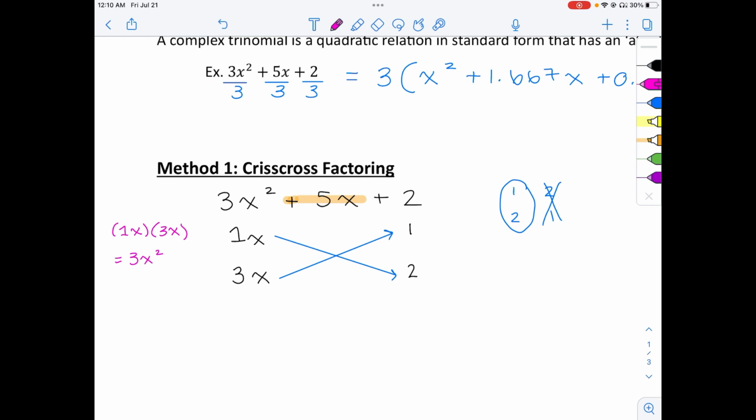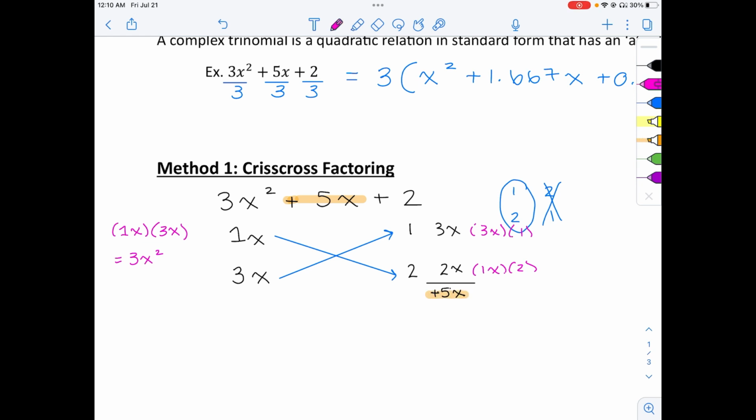So now I'm going to multiply again. So I'll do 3x times 1. That is going to give me 3x. Then I'm doing 1x times 2. That gives me 2x. And then I'm seeing, can I add or subtract those to give me positive 5x? And yes, I can, right? If I do 3x plus 2x, that's going to give me plus 5x, which is a match.